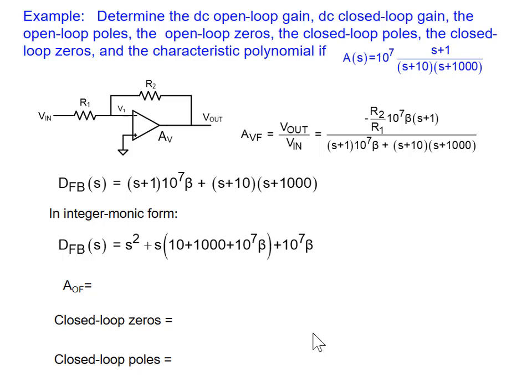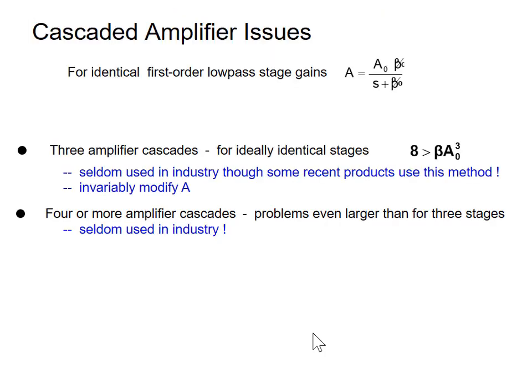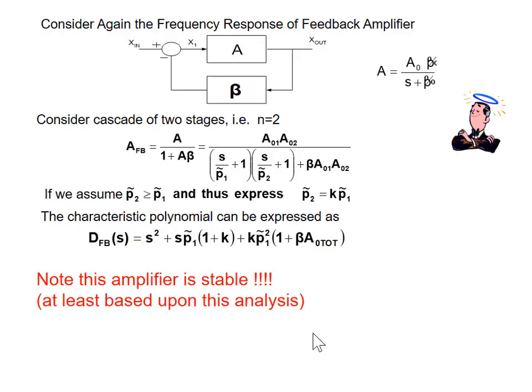And the poles then are just the roots of that second order polynomial denominator. You can use the quadratic equation to pick that up. So we saw for identical first order low gain stages, if we cascaded 3 amplifiers, beta A naught cubed has to be less than 8. Industry seldom does 4 or more stages. The problems of compensation, the problems of maintaining stability are even more stringent there.